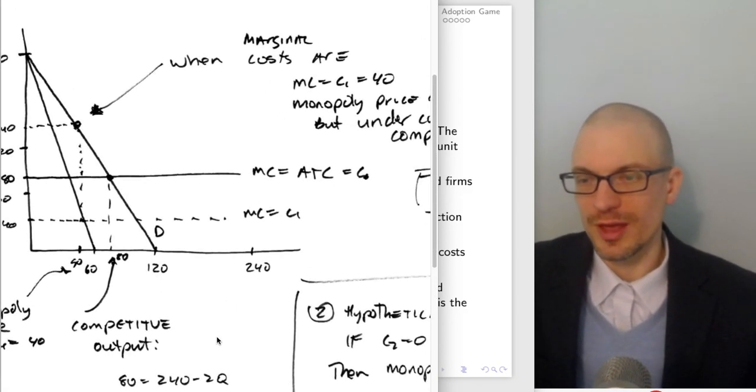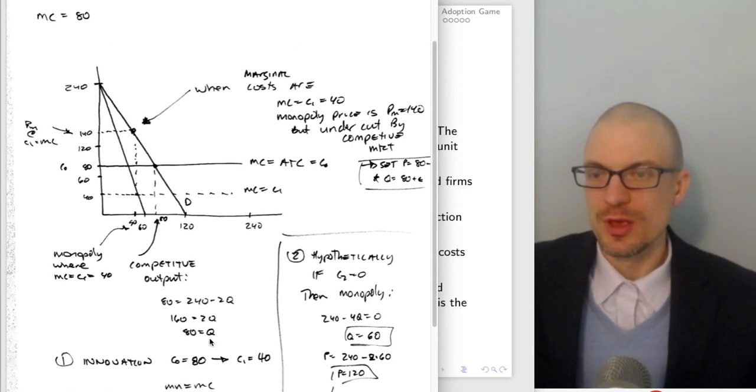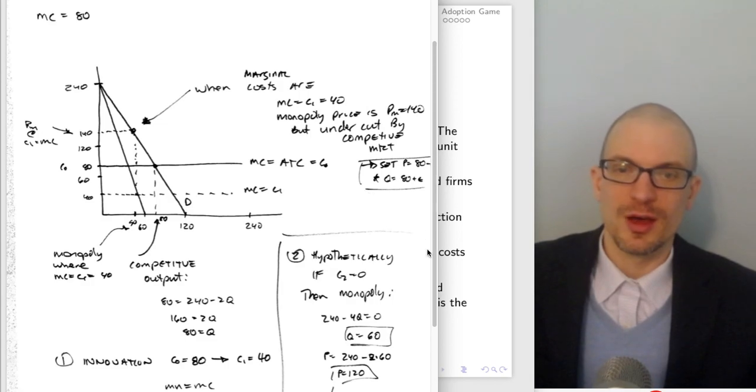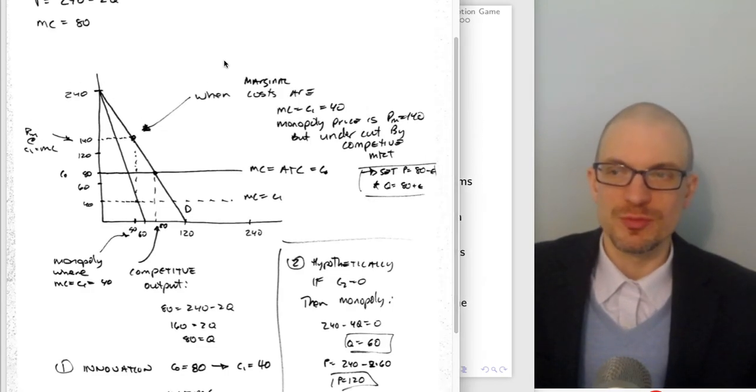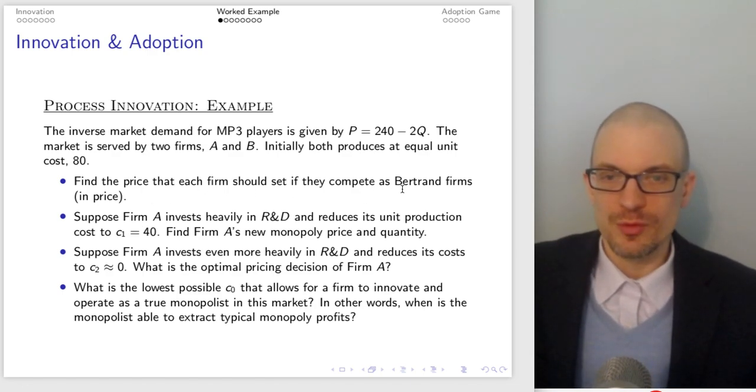I'll make this a little... I don't know if that's good or bad. Here I'm kind of regretting doing that, but that's what that looks like. All right. So we've answered part A. Let me go back just to make sure we've done this. So what's the price if they compete as Bertrand? Well, it's just the marginal cost.